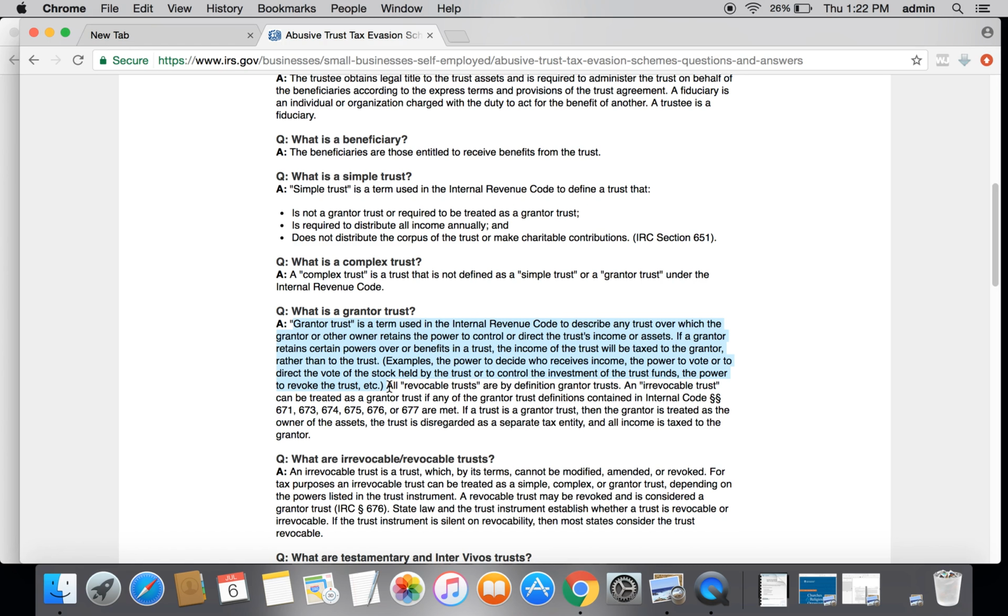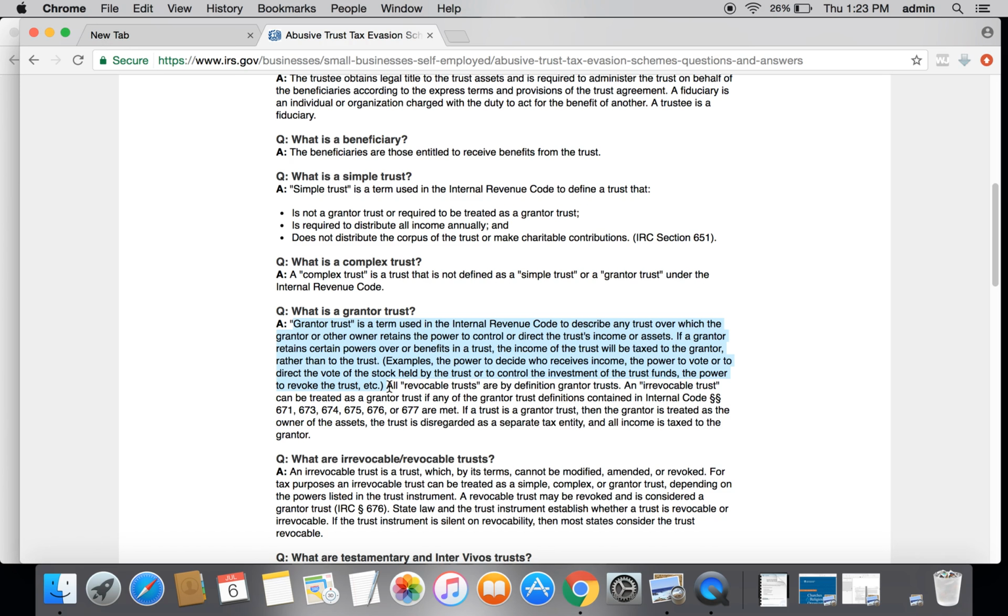Now, this is a little misleading because they say it's used to describe any trust over which the grantor or other owner, which would make you think that a trustee who has control over the trust would qualify it as a grantor trust. That is not true. This is in the case of where sometimes they have couples who form trusts and they're both the grantors. So that's what that pertains to. I don't want you to get that mixed up.